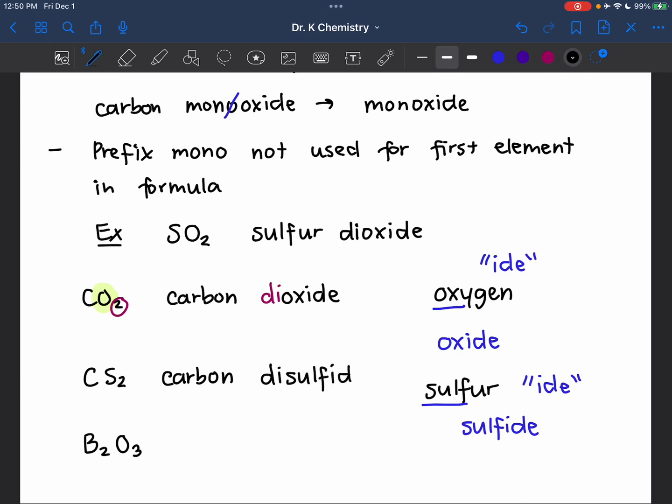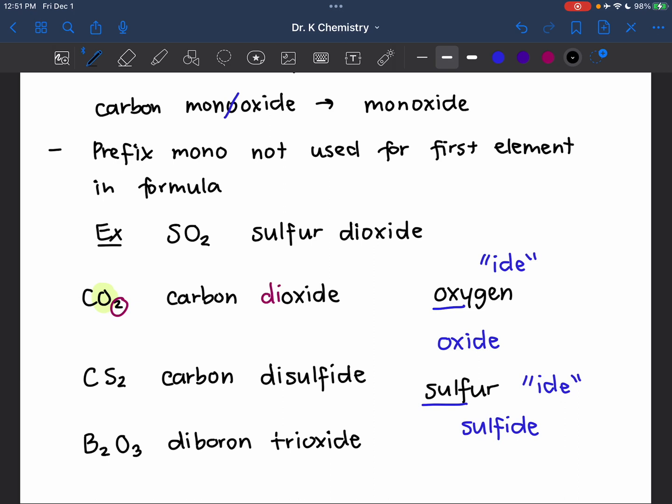In the third example, we have boron, and the subscript is telling us that we have two of them in the formula. So we're going to call this diboron. And then it looks like we have an oxide at the end. So keep in mind that second element, we have to change the ending to ide. But we have three of them in the formula, so we will call that trioxide, and that name becomes diboron trioxide.